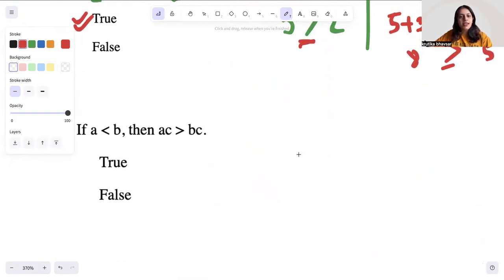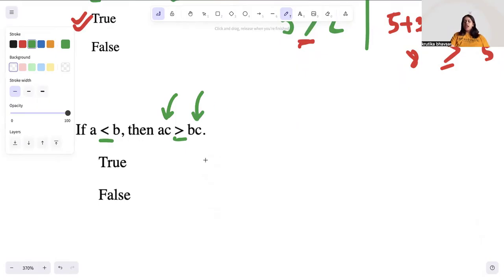Okay, let's move towards a similar type of question. Again, concept based question. If you guys know very well, good, you can move to the next question. You can forward the recording. If not, please pay attention to this question. So if A is less than B, then we have the following saying that the sign flips. Earlier it was less than, now it becomes greater than when you multiply it with some quantity which is same on both the sides. Is it true? Is it false?